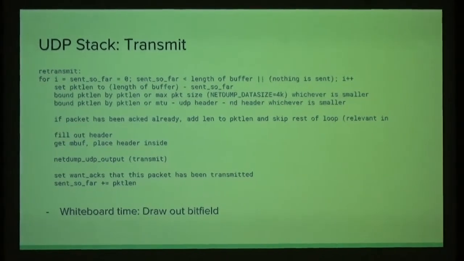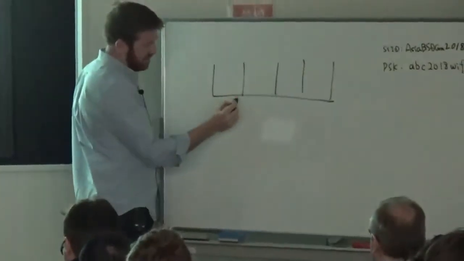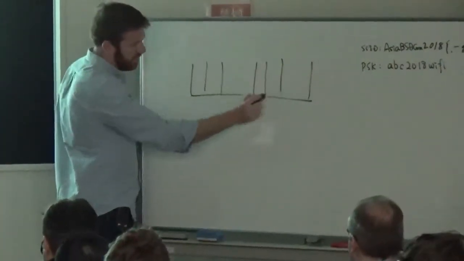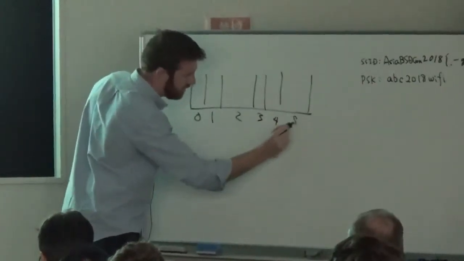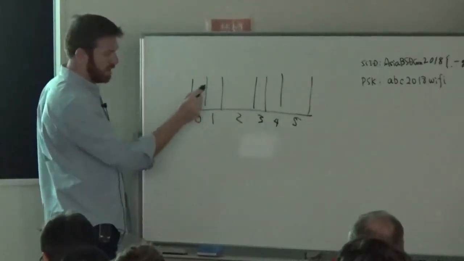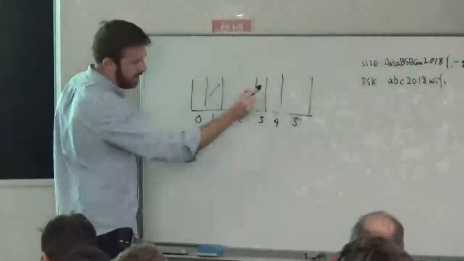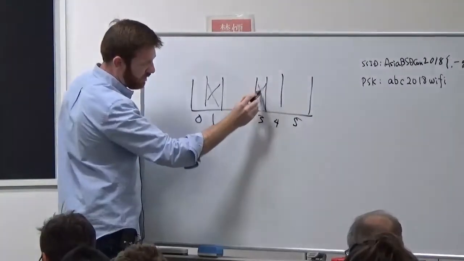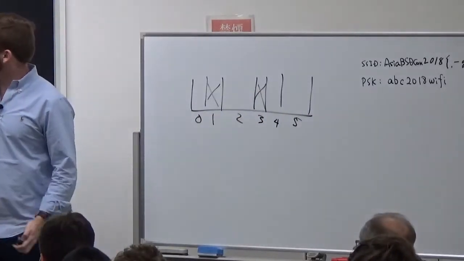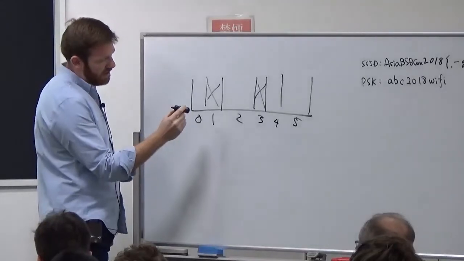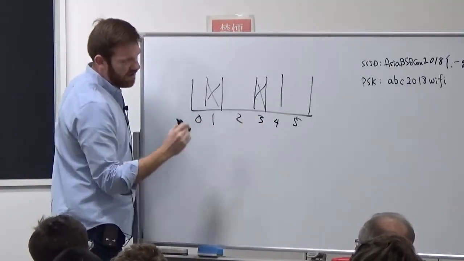Let's say you have four packets in your bit field. If you miss packet 1 and 3, each time you go back through this loop, you're going to retransmit 1 and 3 over and over again.